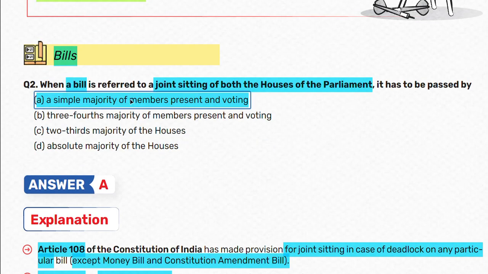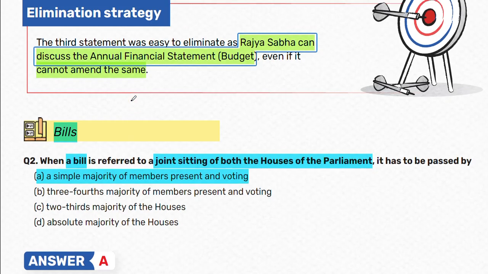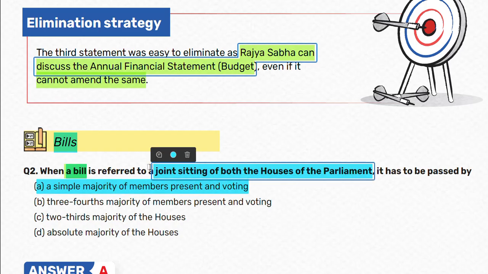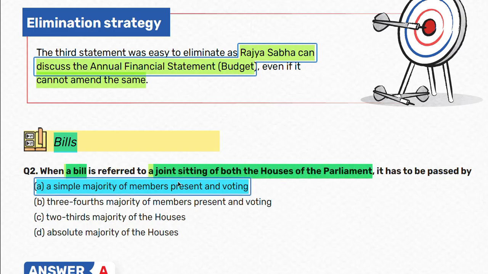When a bill is referred to a joint sitting of both the houses of Parliament, it has to be passed by... So it is talking about an ordinary bill. If it were a constitutional amendment bill, they would have mentioned it, but they have not, so we will consider it an ordinary bill. For a constitutional bill there is no provision of a joint sitting.